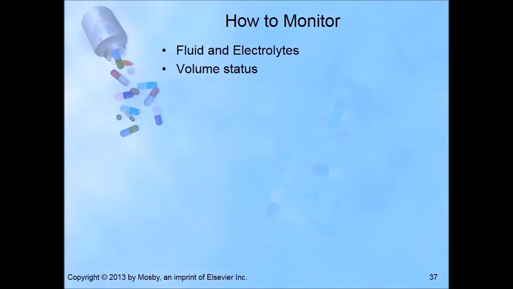So how do you monitor these drugs? Fluid and electrolyte abnormalities are the most common adverse effects of diuretic use. Up to 50% of patients receiving diuretic therapy with loop diuretics experience potassium levels lower than 3.5 milliequivalents per liter. Recent data on the mortality benefits of aldosterone antagonists in heart failure has led to an increase in the incidence of hyperkalemia.